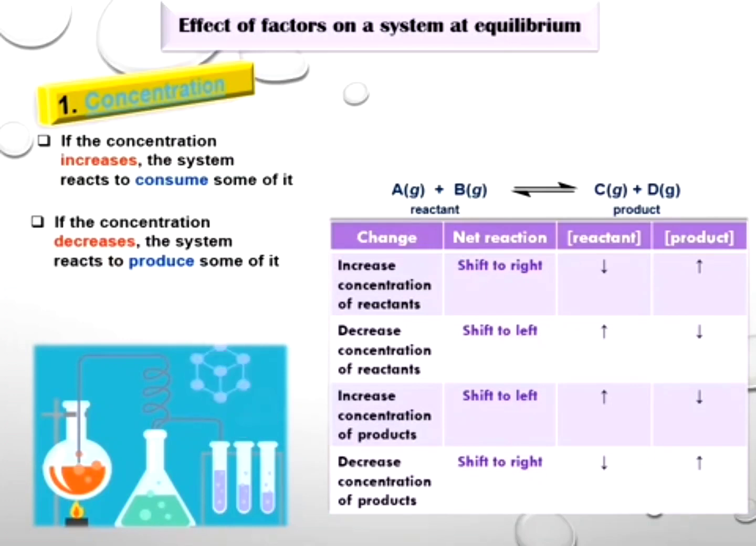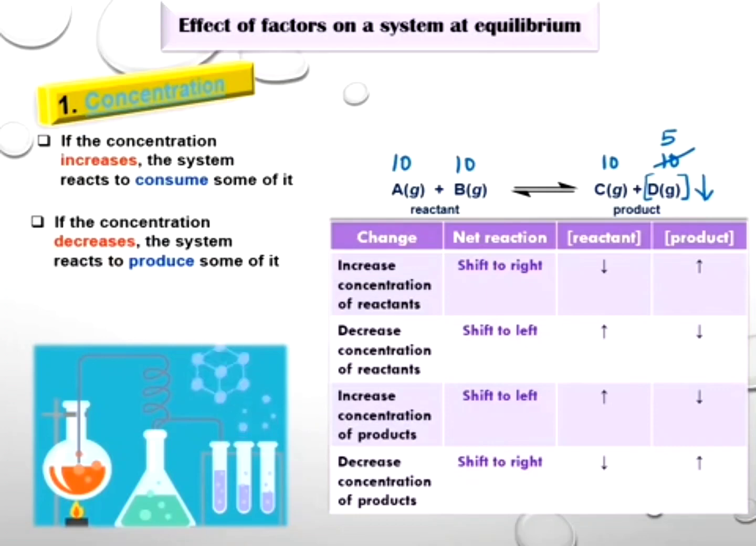Okay, so how about if I decrease the concentration of product? Contoh, saya kurangkan concentration of D. See? Asal tadi yang ini ada 10, yang ini pun 10, yang ini 10. But now I'll decrease the concentration of D. Saya ganggu, di mana saya kurangkan daripada 10 jadi 5. Okay, so macam mana you nak balancekan balik?